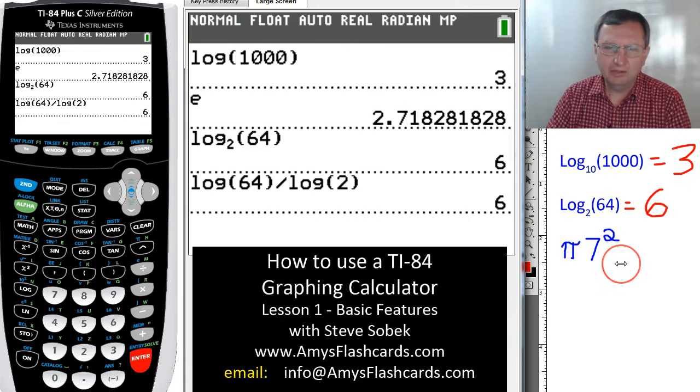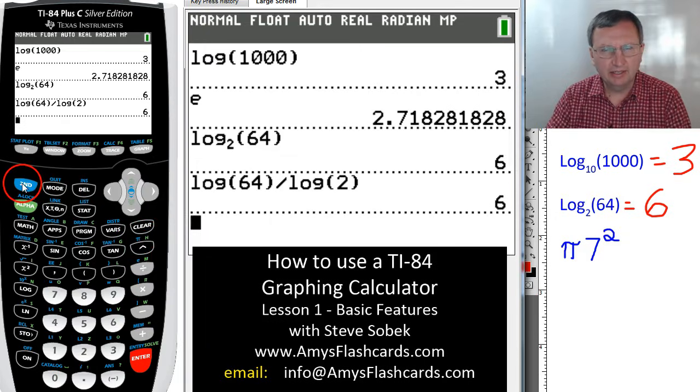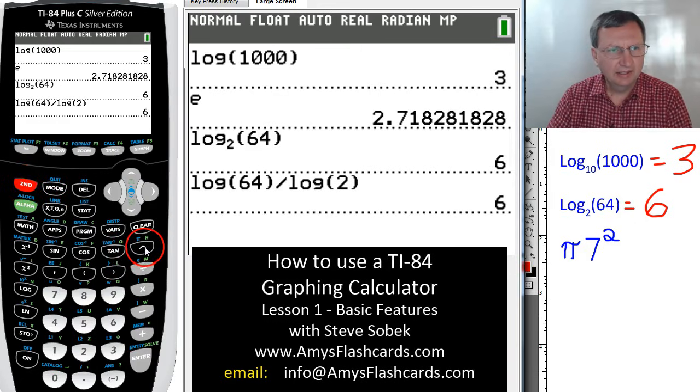All right. Pi times 7 squared. Pi is located right above this exponent key here. See it in blue? So we have to hit the shift button. The second button is like a shift. Hit second. Oh, no, you don't have to keep it down. Just hit it and let go. And then go over here and hit this button, and there's your pi.